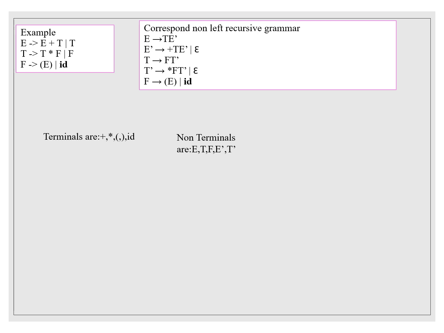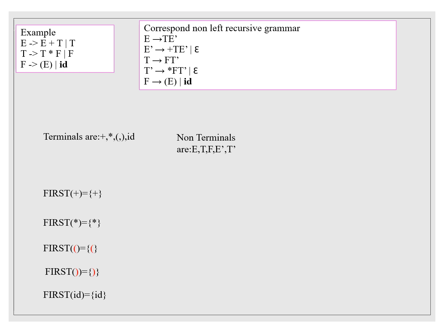Now, in order to compute the FIRST, first you just find out what the terminals and the non-terminals are. The terminals are plus, star, open bracket, close bracket, id, and the non-terminals are E, T, F, E dash, T dash. So let us find the FIRST for all the terminals. What is FIRST of plus here? The FIRST of plus is plus itself. What is FIRST of star? Star. What is FIRST of open bracket? Open bracket. What is FIRST of close bracket? Close bracket. What is FIRST of id? Id itself.